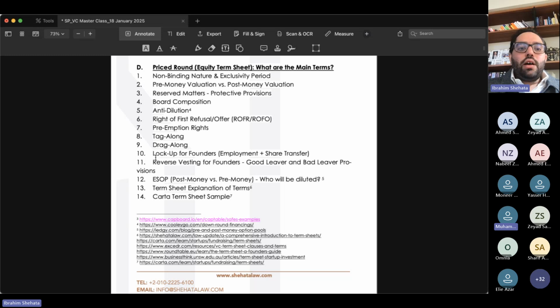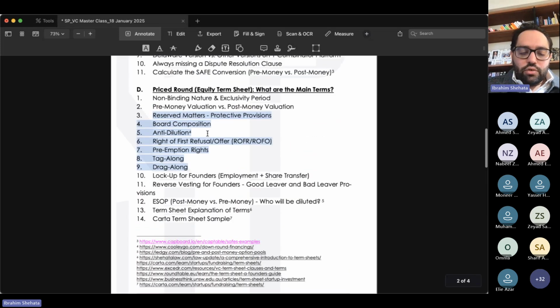Okay, and thank you. Lockup and reverse vesting are not found in each term sheet. It depends; it varies from one term sheet to another. But for example, the drag along, tag along, preemption rights, right of first refusal, anti-dilution, board composition, and protective provisions are usually all included in the term sheet and in the subsequent documents as well.